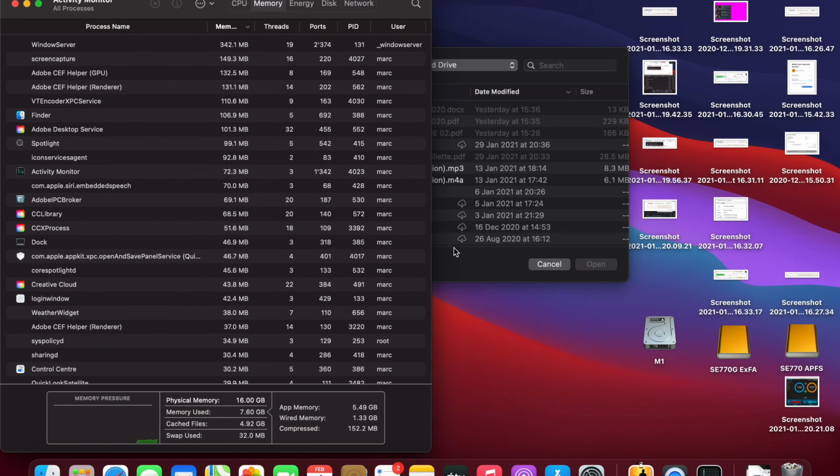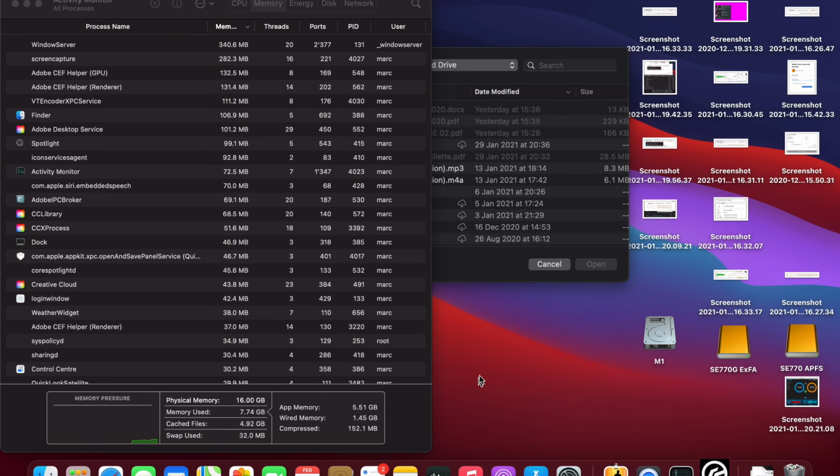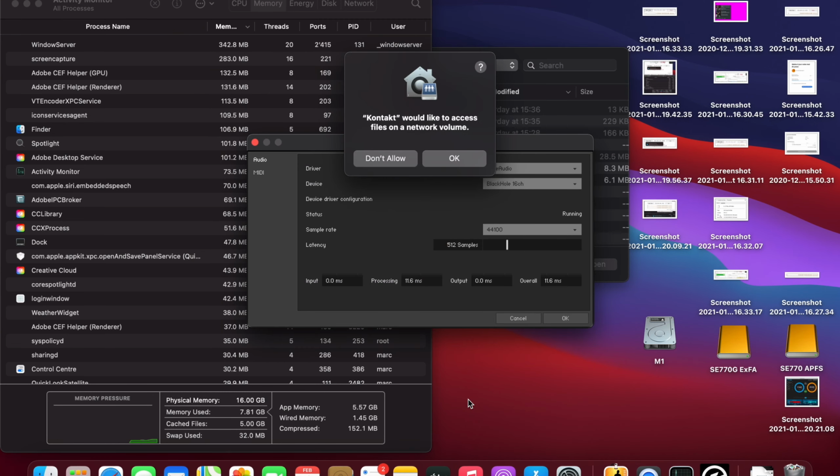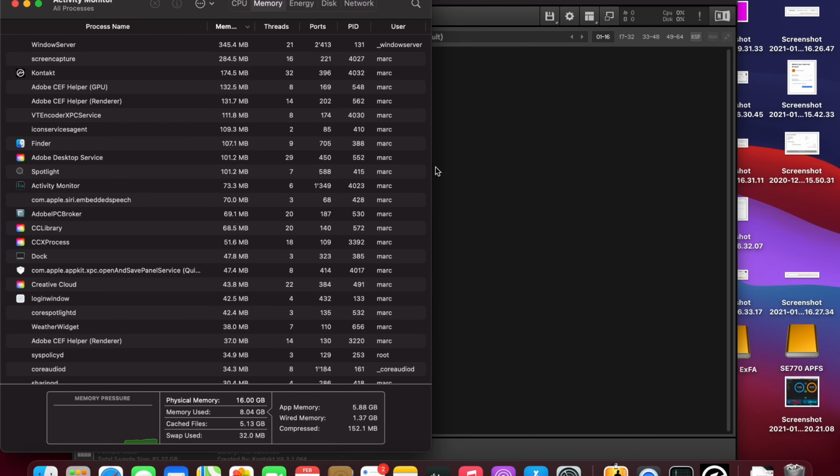Okay, so here we are now doing the same test on the 16 gigabyte version of the MacBook Air M1. So we will start Kontakt and load up some libraries. So let's have a look on the memory. Okay, we have used 8 gigabyte.